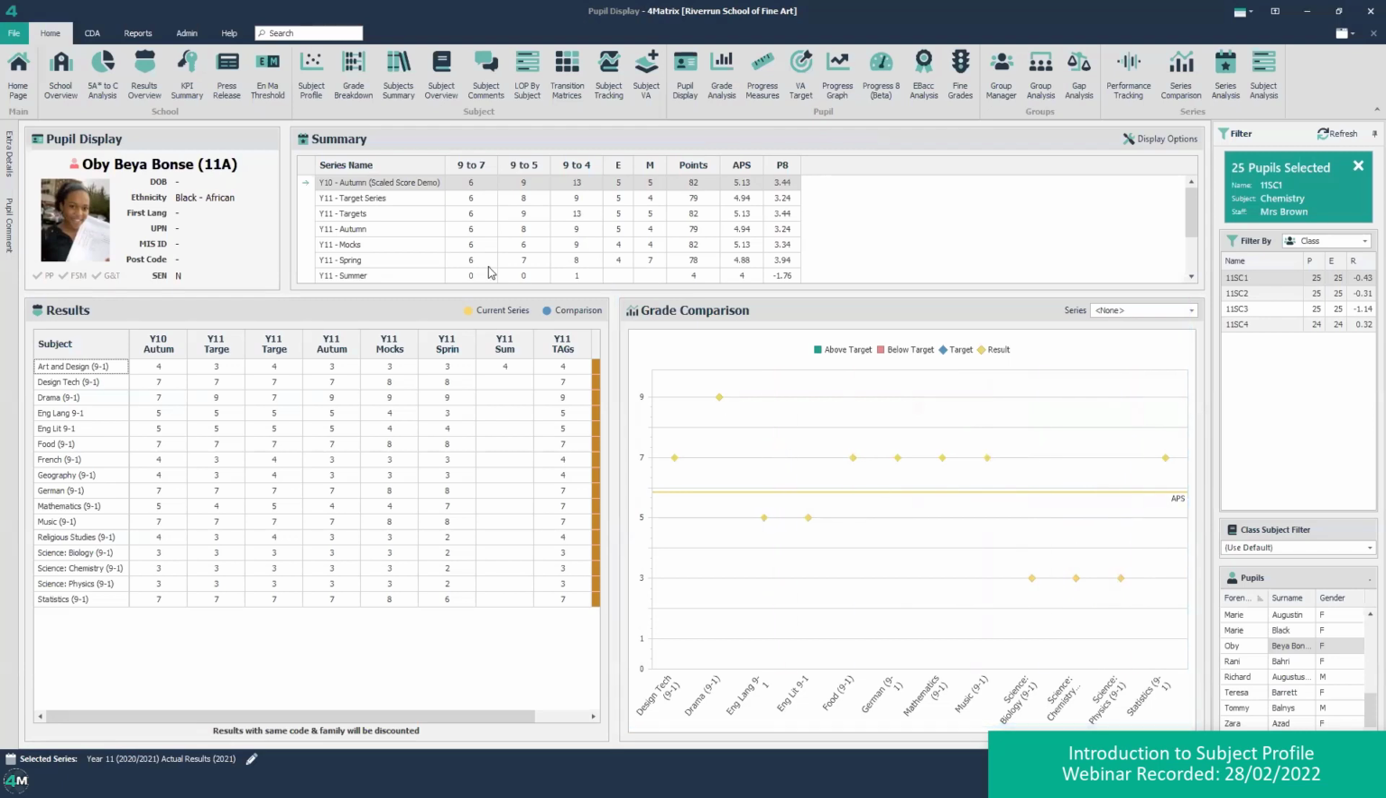So individual outliers are always worthy of investigation and may reveal a pupil with potential for improved performance who may have fallen under the radar.